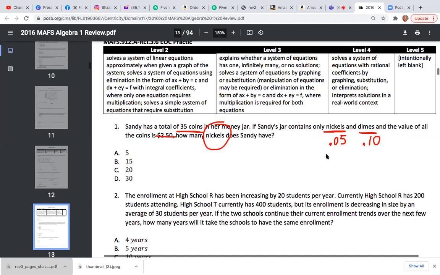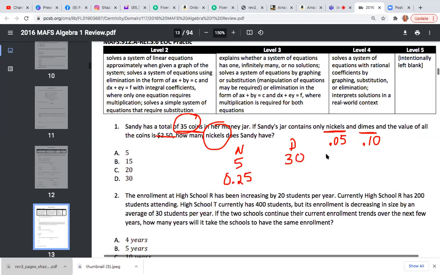So guys, listen to this. If she has 5 nickels, that's letter A, it's going to be a total of how much money? 5 times 0.05. How much money is that, guys? Come on, you can do this. If she's got 5 nickels, how much money is it? 25 cents. So if she had a total of 35 coins and 5 of them are nickels, that would mean that she has 30 dimes.